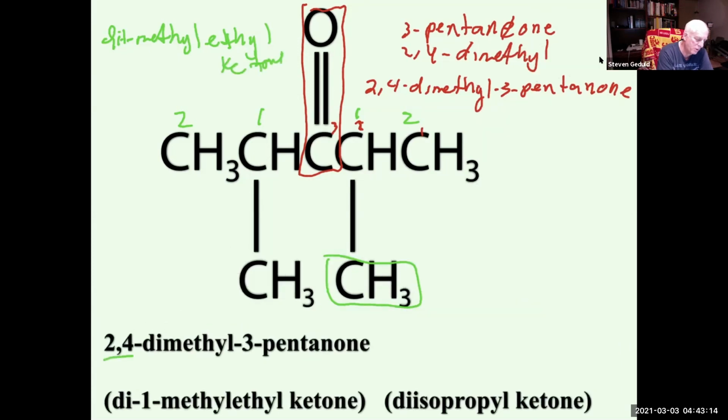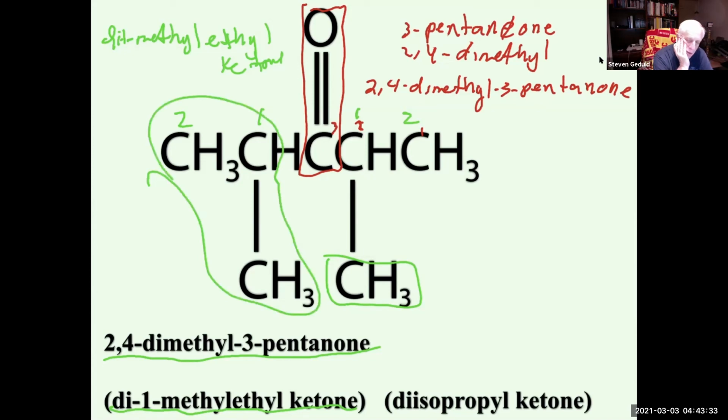So 2,4-dimethyl-3-pentanone, or di-1-methyl ethyl ketone. There's two 1-methyl ethyl groups, or diisopropyl. These are isopropyl groups also. You can name it as isopropyl, or you can name it as 1-methyl ethyl. If you recognize that as an isopropyl, you put diisopropyl ketone, or di-1-methyl ethyl ketone.